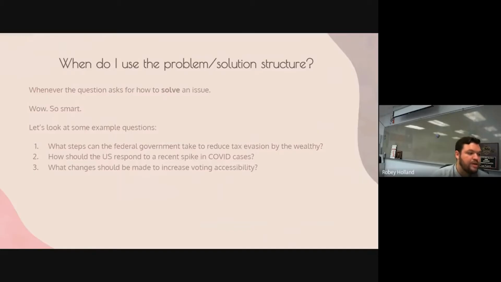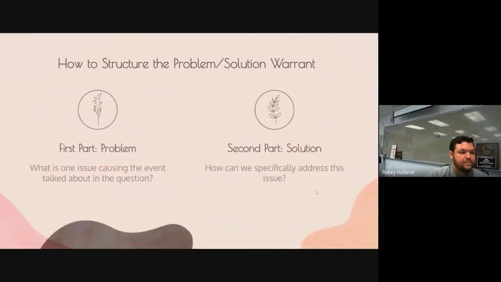So first, the question might be, what steps can the federal government take to reduce tax evasion by the wealthy? There's clearly a problem here, and then you're going to posit a solution to that problem. Second, how should the United States respond to a recent spike in COVID cases? And then finally, what changes should be made to increasing voting accessibility? So these are all three great examples for how problem solution structure would easily answer the questions that have been asked.